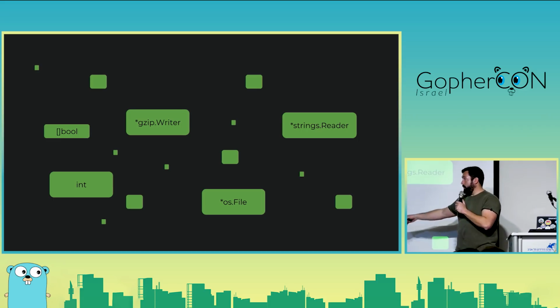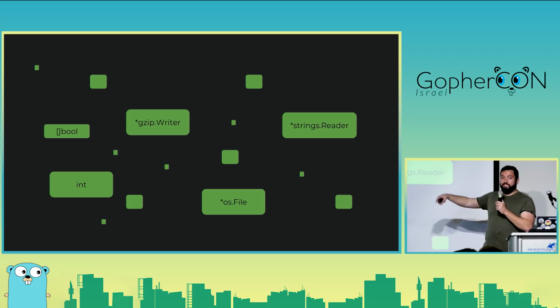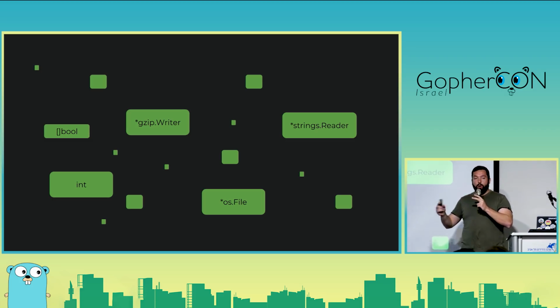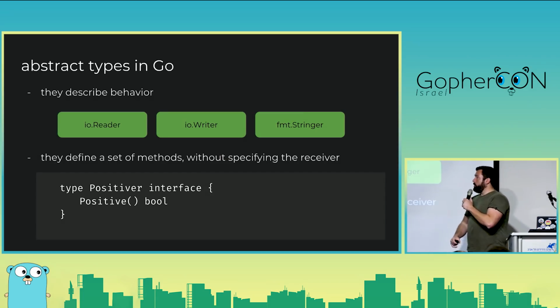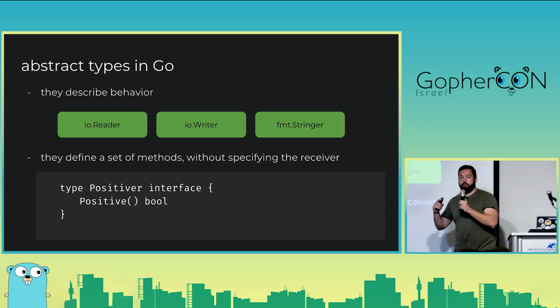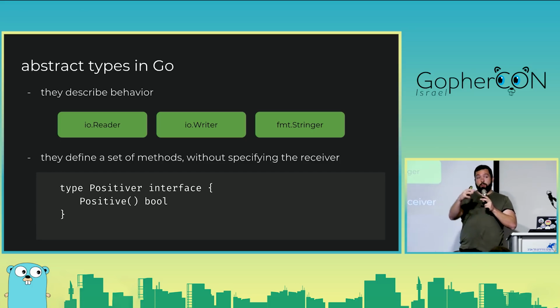Pointers and pointers to structs and slices and maps and all of these things that we use all the time, those are concrete types. What are abstract types? So abstract types are the others, the interfaces. And this is actually interesting because rather than describing a layout in memory to which you attach behavior, they describe behavior only.